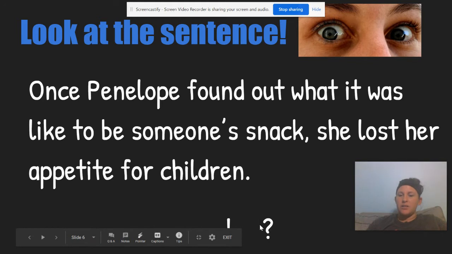And then last but not least, our little question mark means if you put that at the end of this sentence, this whole sentence would be a question.